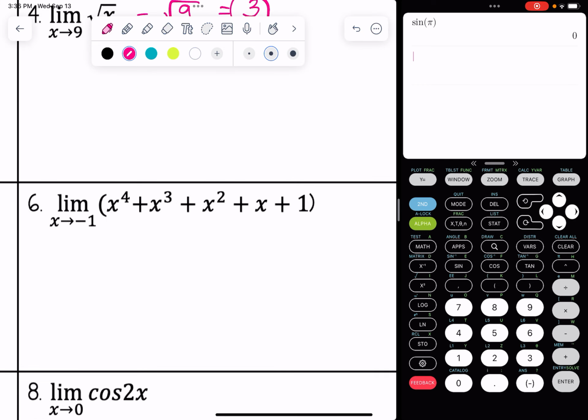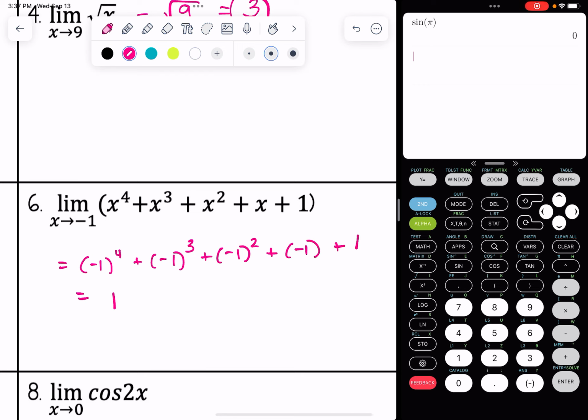Number 6, the limit as x approaches -1, and we have a big polynomial function, so we're just going to plug -1 into each of these. All right, so -1 to the 4th is 1. Then we're going to get plus -1, plus 1, plus -1, plus 1. So we're going to see these are going to go away and give us 0. These will give us 0, and we simply get 1 as our answer.